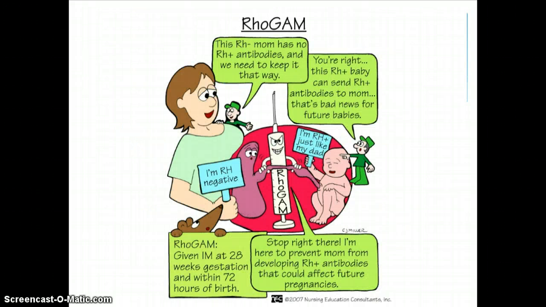Here's just a little caricature on RhoGAM. This mom's Rh negative, has no Rh positive antibodies, and we need to keep it that way. So RhoGAM prevents that from occurring. And then the little guy on the right says, you're right, this is an Rh positive baby that can send Rh positive antibodies to moms, and that's bad news for future babies. RhoGAM is given IM at 28 weeks gestation and within 72 hours of the birth of an Rh positive infant. If the infant is Rh negative, there is no reason to give a shot of RhoGAM. So RhoGAM's purpose is to help prevent mom from developing Rh positive antibodies that can affect future pregnancies.